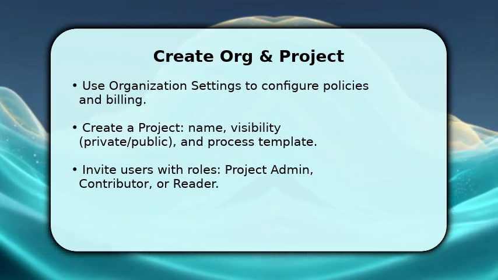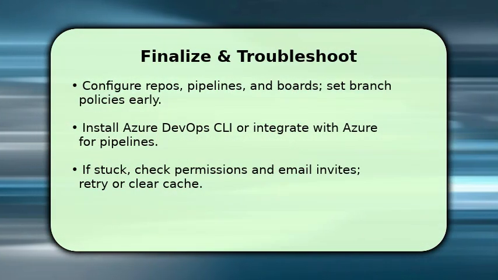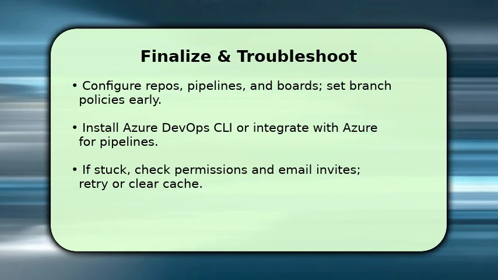To finish setup, initialize your repo or import code, create at least one pipeline or build, and set branch policies to protect main branches. You should also add boards and work item types so planning begins. Integrate with Azure or install the Azure DevOps CLI for automation.